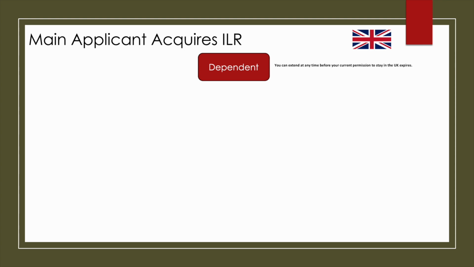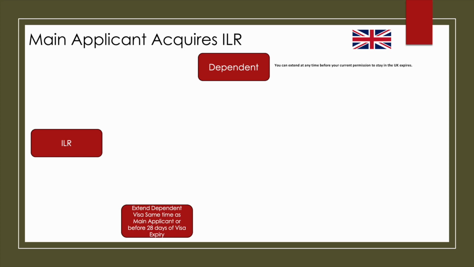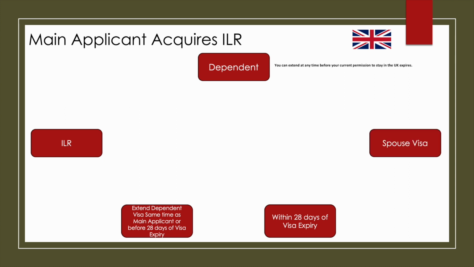In this case, still the dependents could extend their visa at any time before the current expiry date. And dependents can extend their visa in this particular scenario under 5 different types. First, it would be ILR. Second, extend their dependent visa same time as the main applicant. Third, extend the dependent visa before 28 days of visa expiry. And fourth option, extend the dependent visa within 28 days of the visa expiry. And the last option is to convert to the spouse visa.